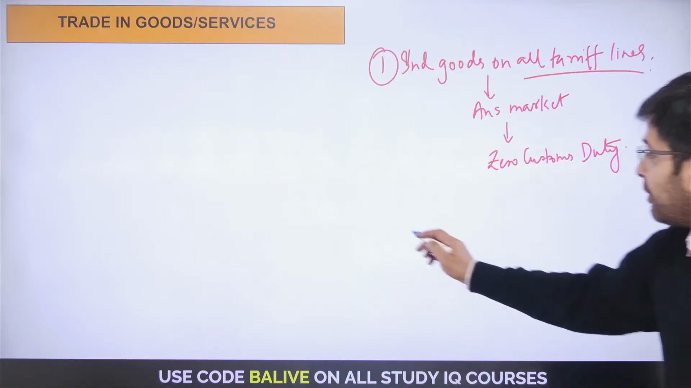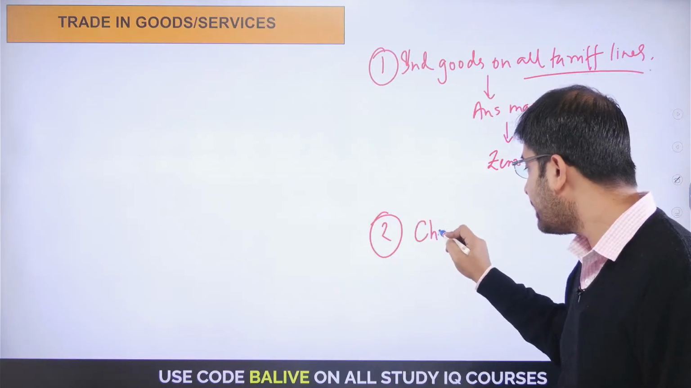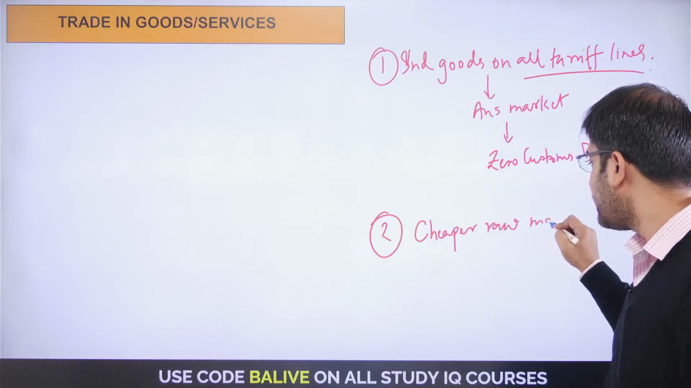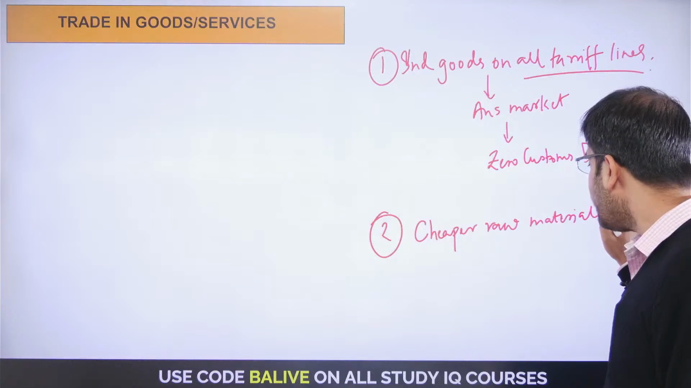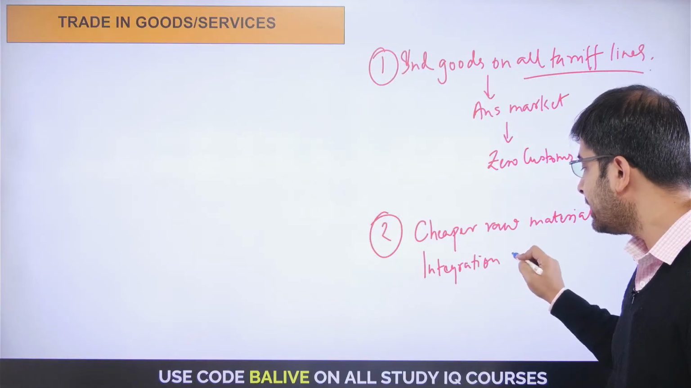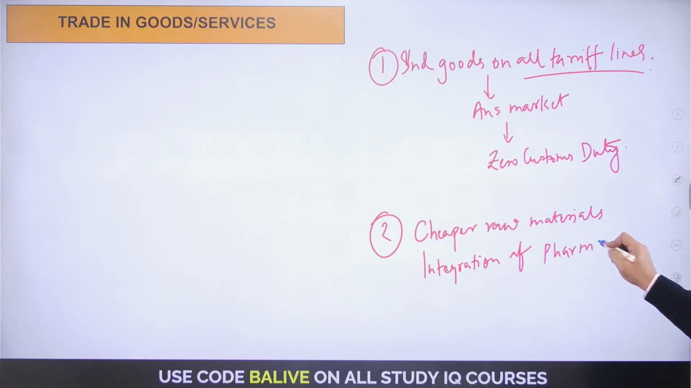Which means what? Number two, how does it benefit us? We are looking at cheaper raw materials for one. If you have lesser customs, which means cheaper raw materials, and you have more integration of your pharma industry, because this is where India is doing good, yes? So integration of your pharma industry is benefiting because of the ECTA between India and Australia, correct?